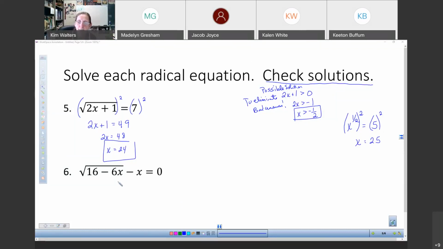All right, so here we go. So in this problem, let me talk to you quickly about the differences in these. One, this has a number over here. Two, this has a square root and a minus x, and we can't have a square root and a minus x on the same side. So before you solve any of these radical equations, step number one is to move the x. I don't care what else you're doing, all right? So I'm going to move that x to the right-hand side. So I have 16 minus 6x is equal to x, okay?